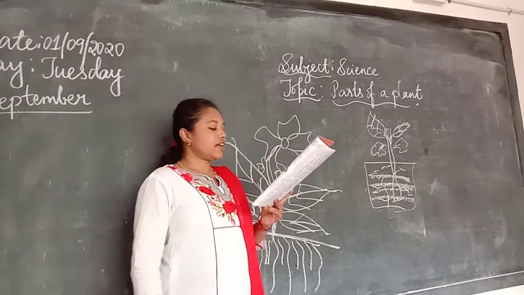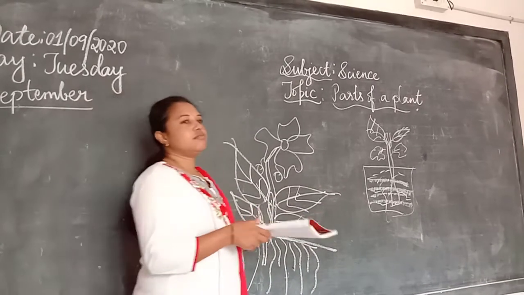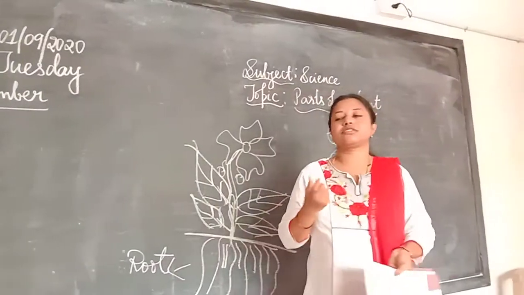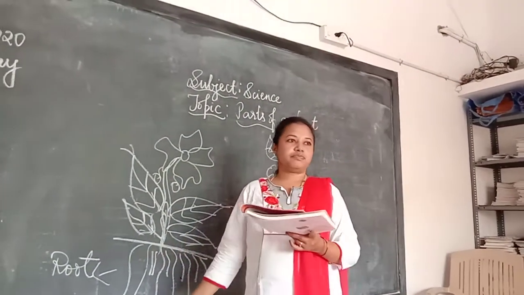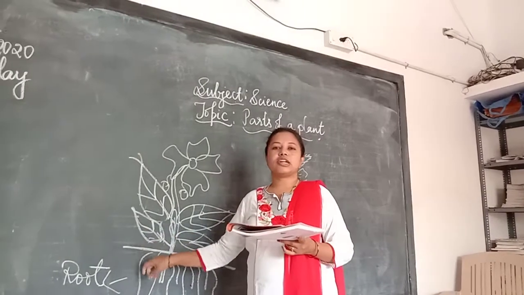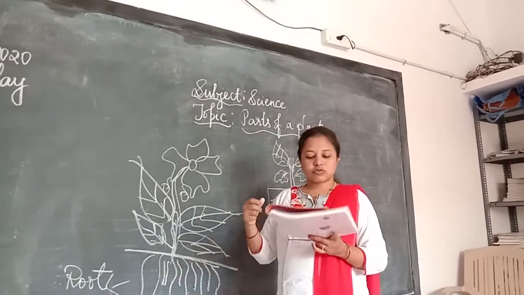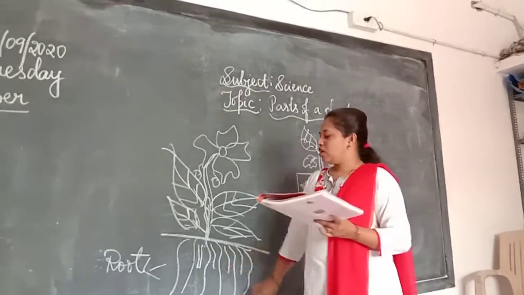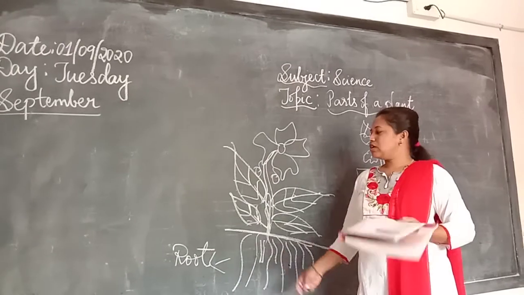Some roots like carrots store excess food prepared by the leaves. You can see some vegetables that are under the ground. We find them inside the earth. It may be a potato, carrot, radish. All these vegetables grow inside the soil. So now we come to the stem.